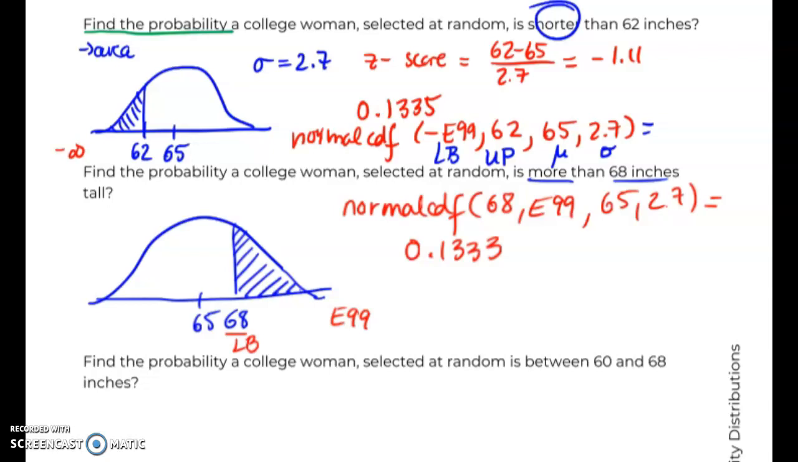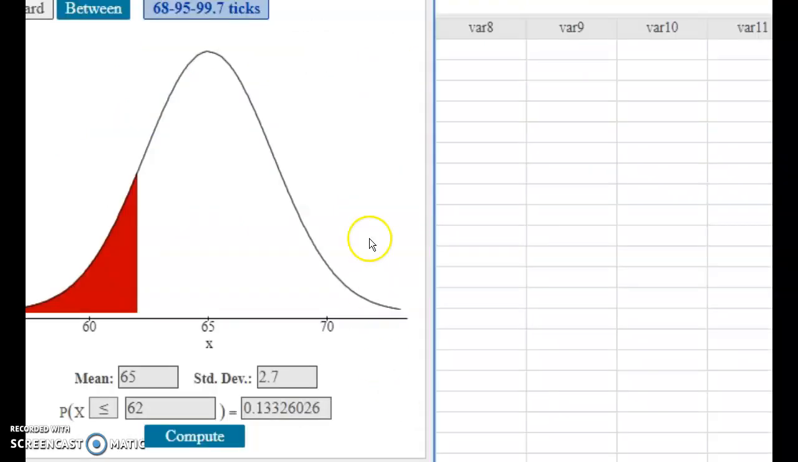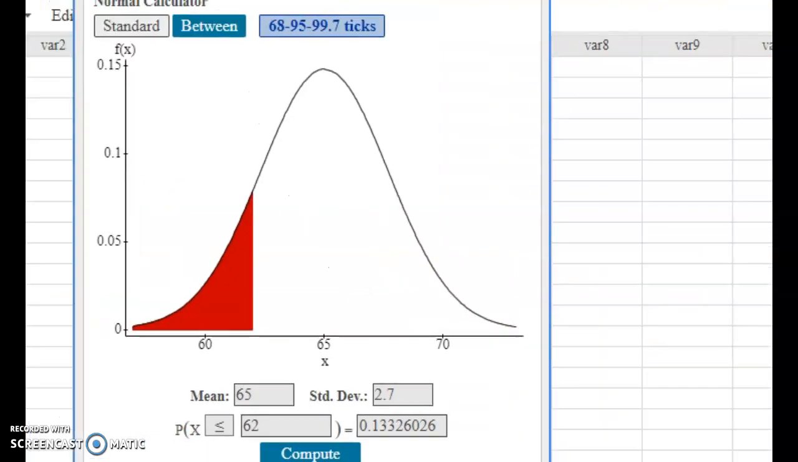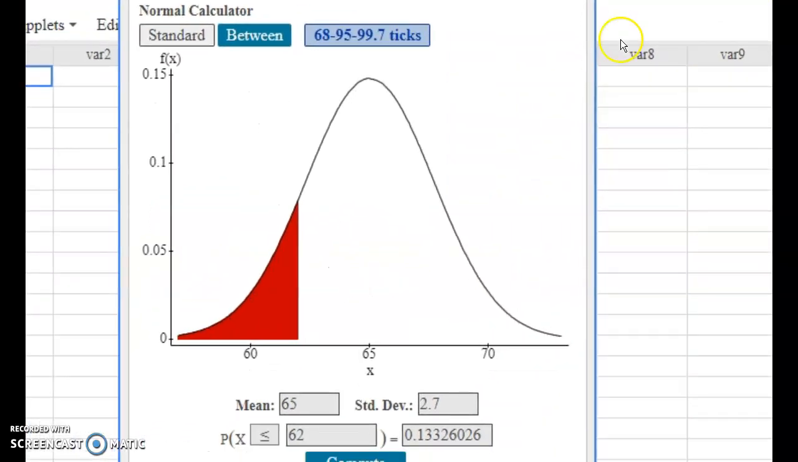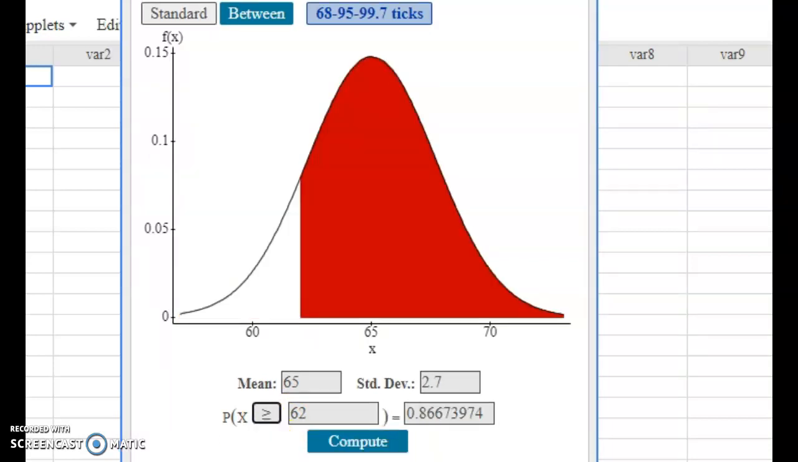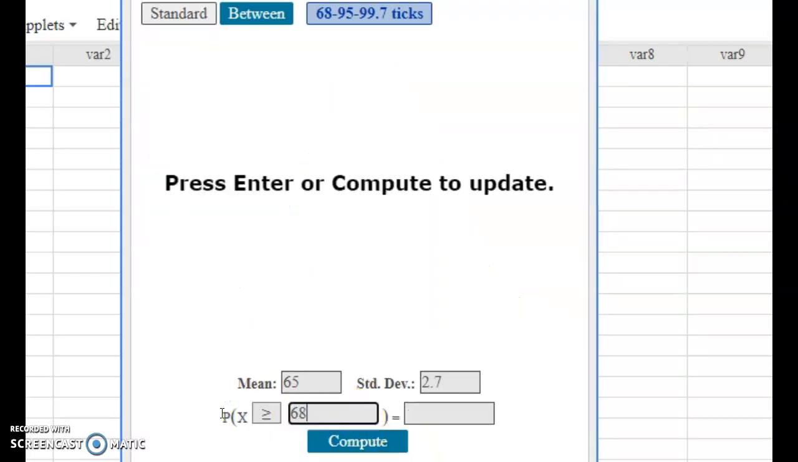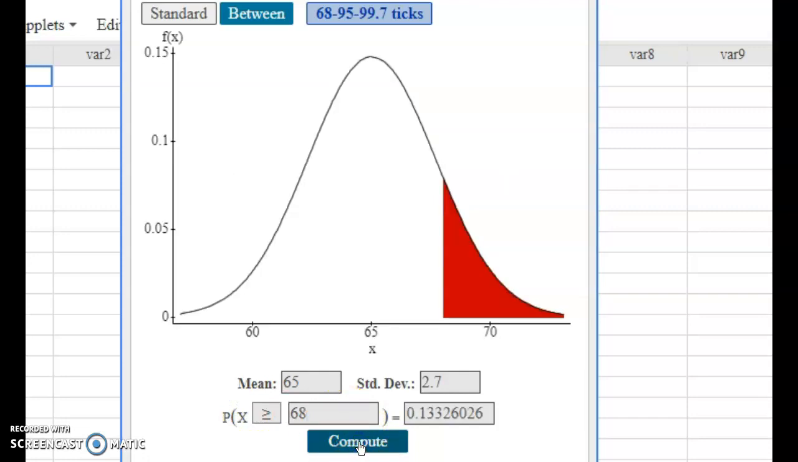Let's look at it on StatCrunch as well. So for StatCrunch over here, looking at greater than 68 this time. We're going to switch this to greater than, change it to 68. We're going to hit compute and you can see the same probability.